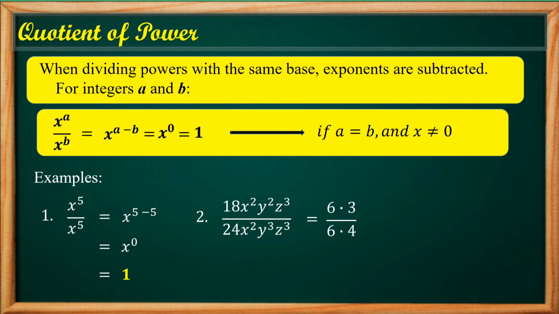Dito naman, if we will have this, then the common factor is 6. Then x raised to 0, x raised to 2 minus 2. Then y, 2 minus 3. Then z, 3 minus 3. Then cancel out ang 6. You'll have 3/4. Then x raised to 2 minus 2 is 0. Then negative 1 ang y, ang exponent. Ang z naman is 0. Dito natin makikita that x raised to 0 is 1. Z raised to 0 is 1. Just multiply to the 3/4. The answer is the same, 3/4.